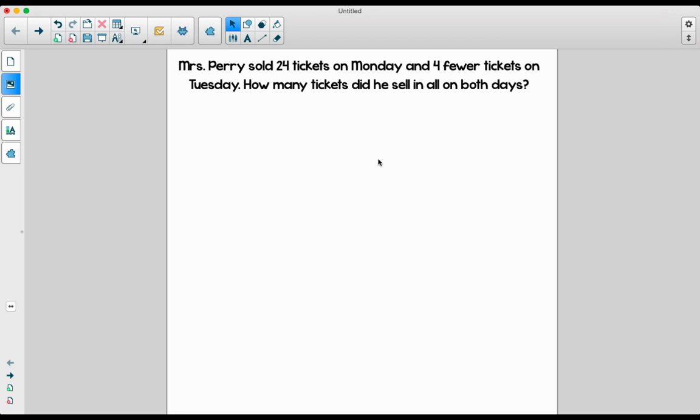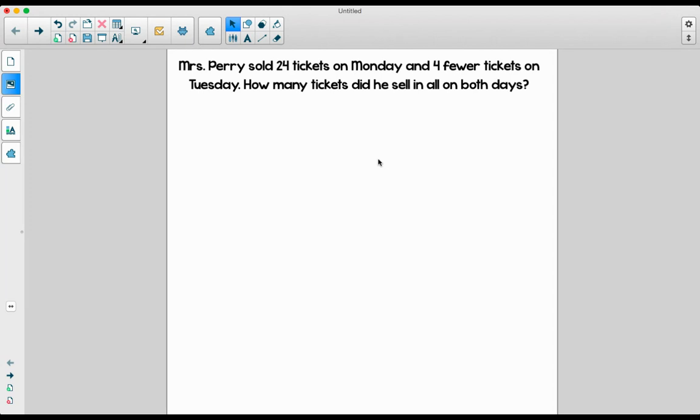Hey everyone, I just wanted to do a quick little check-in for the math problem because a lot of people are getting a little bit confused. This is called a multi-step math problem. It means that there's more than one step you have to do to find the answer.